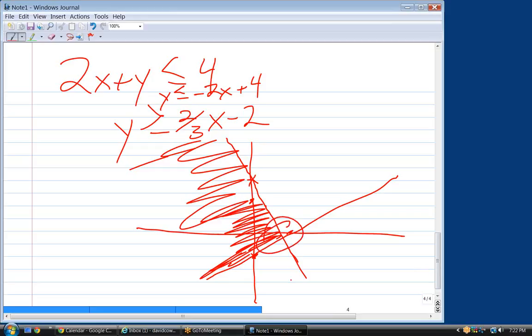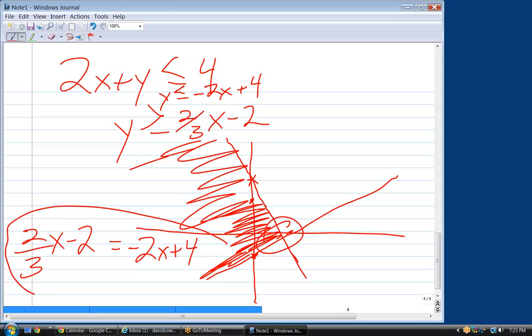And again, I don't know the point where they intersect, so let's figure out that point. Because if you actually have to do this on a test, you're going to want your graph to be accurate. So I set one y equal to the other y. Well, one y is minus 2x plus 4. The other y is 2 over 3x minus 2. So I need to solve that equation and give me that x-coordinate where those two lines intersect.